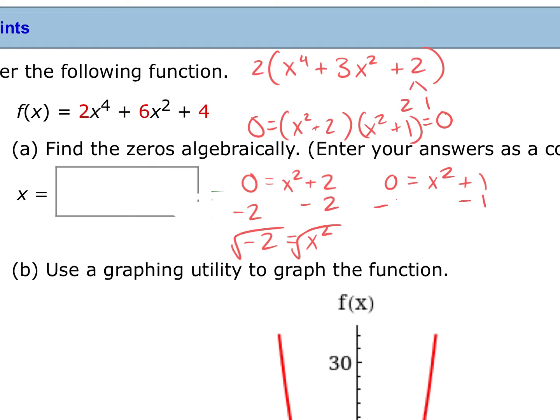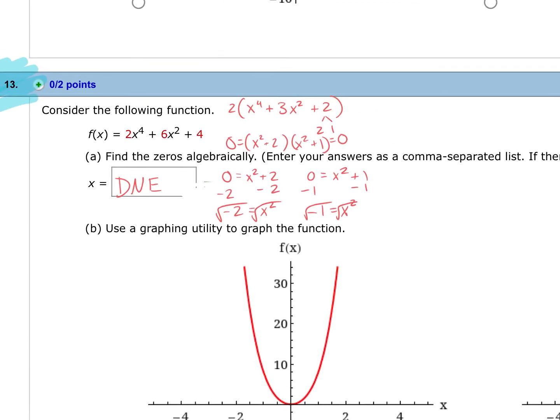I'm going to subtract 1 on both sides. So I have negative 1 is equal to x squared. Take the square root. Can I take the square root of negative 1? No. So do I have any real zeros here? Nope. So this would be does not exist. We don't have any real zeros.